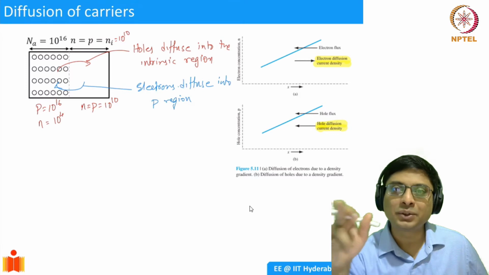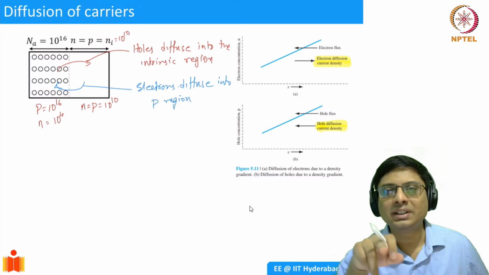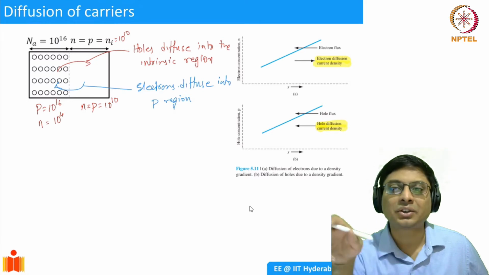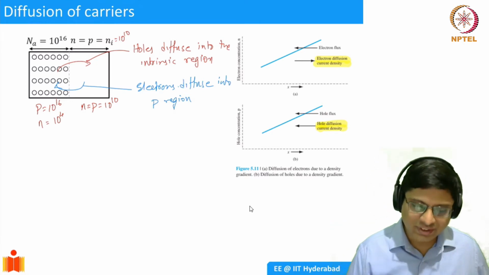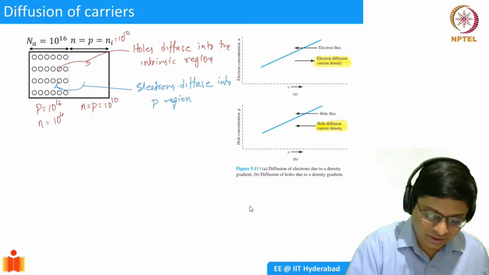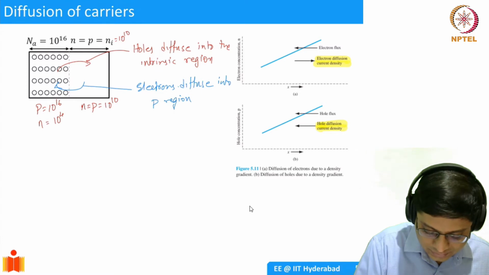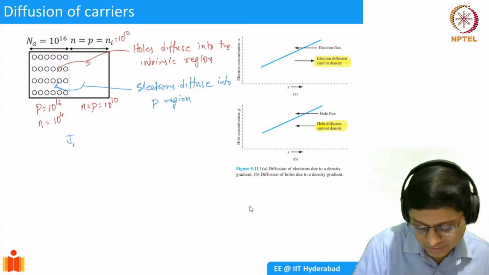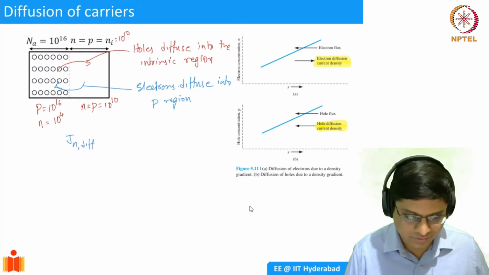But diffusion, the whole diffusion current is going to be in the negative direction relative to the concentration gradient. So this can be written in the form of a current expression. Let's say for electrons, I'll write a diffusion current, J diff.